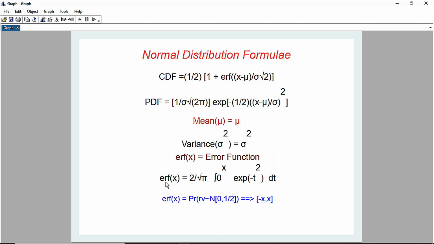ERF is the error function, and we calculate the ERF of x by integrating from 0 to x. Here x is everything inside this bracket, so that is x minus mu divided by sigma root 2, of e to the power minus t squared, integrated with respect to dt, and multiplied by the term 2 divided by root pi. We'll also calculate it and show it. The error function of x is really the probability of a random variable with a normal distribution having mean 0 and variance 0.5 lying between minus x and x.